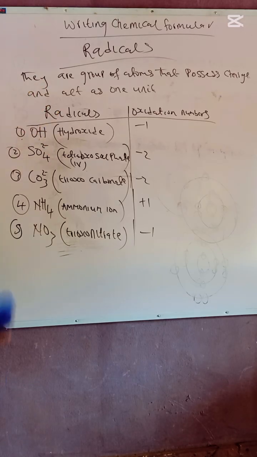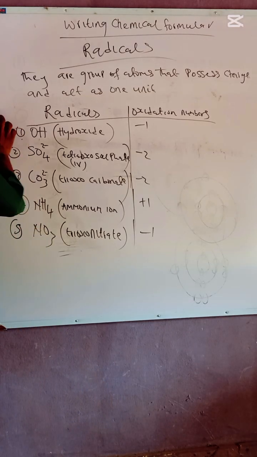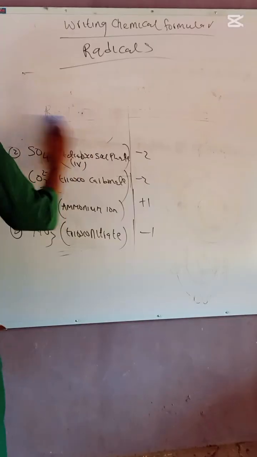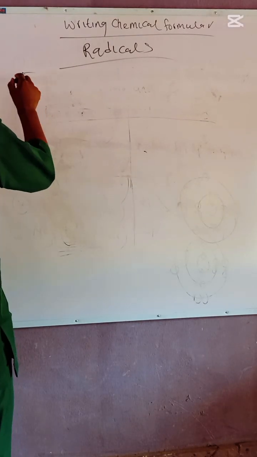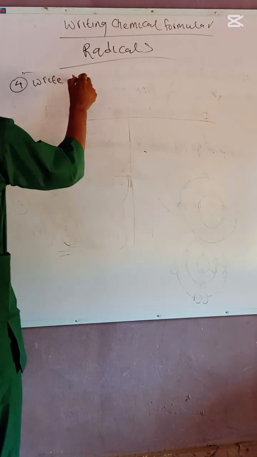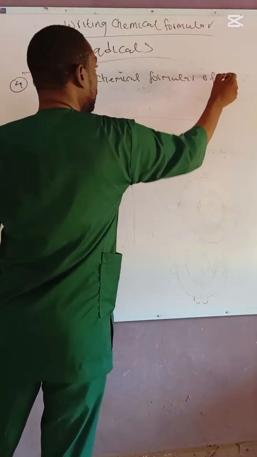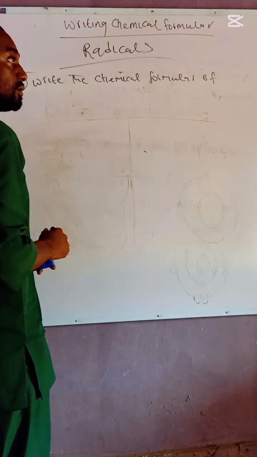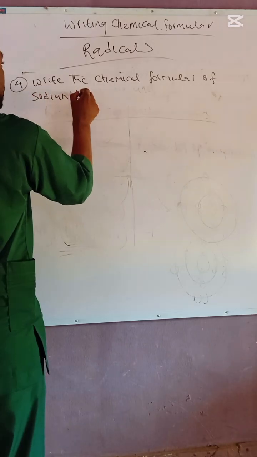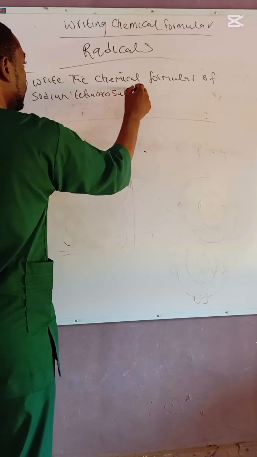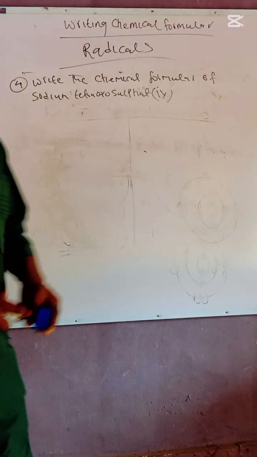So now that you have written them down, let's solve. Example number 4: write the chemical formula of sodium tetraoxosulfate 6.